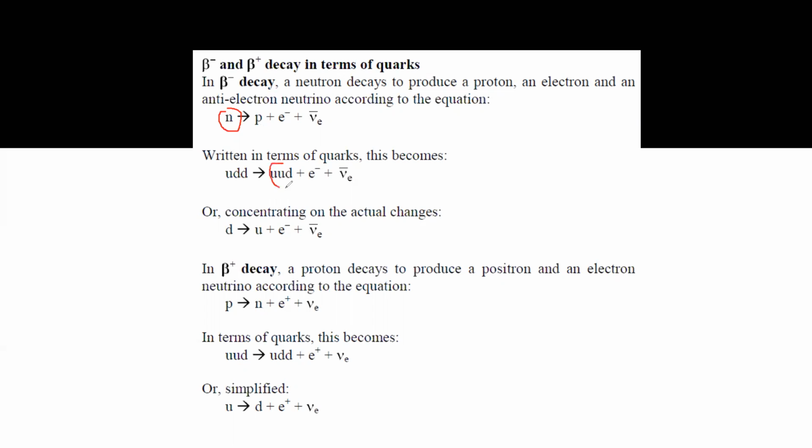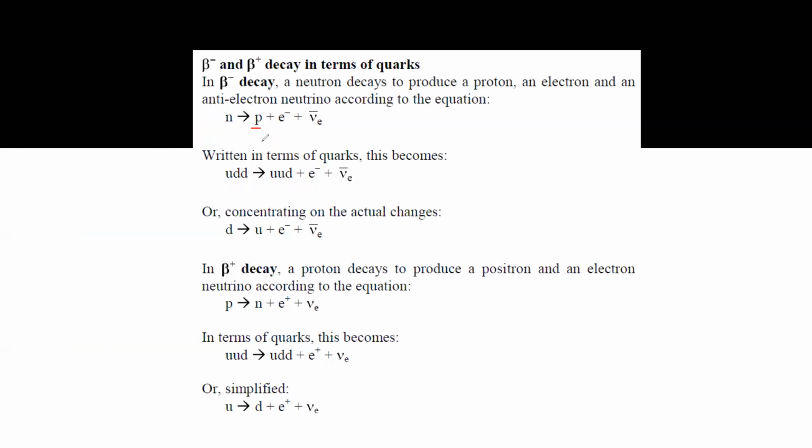In terms of quark composition, you should remember these compositions. For a neutron, it's up, down, down. For a proton, it is up, up, and down. That's why a neutron is a neutral particle. Why is it a neutral baryon? Because it is up, down, down. Up is +2/3, down is -1/3, and another -1/3. So when you solve, it all cancels out and you're left with zero. So a neutron is a neutral particle.